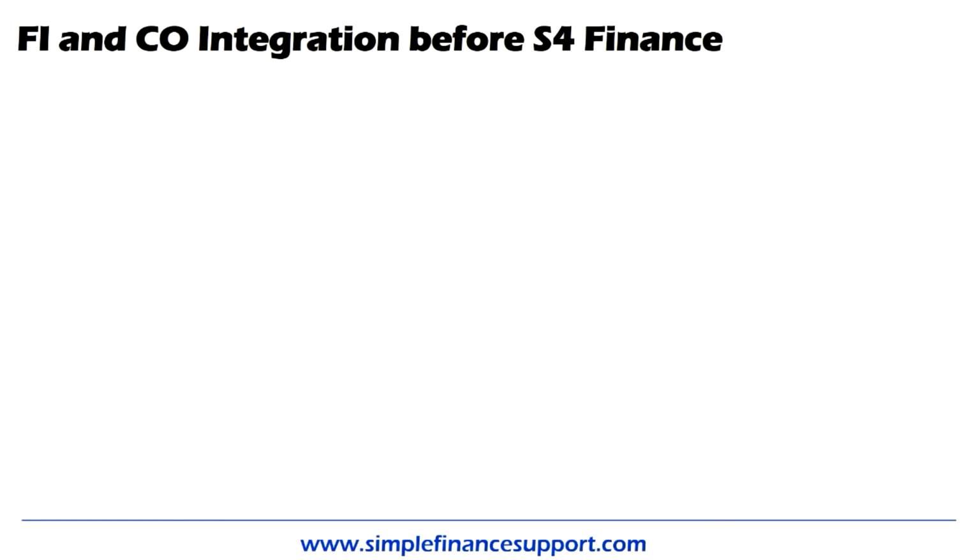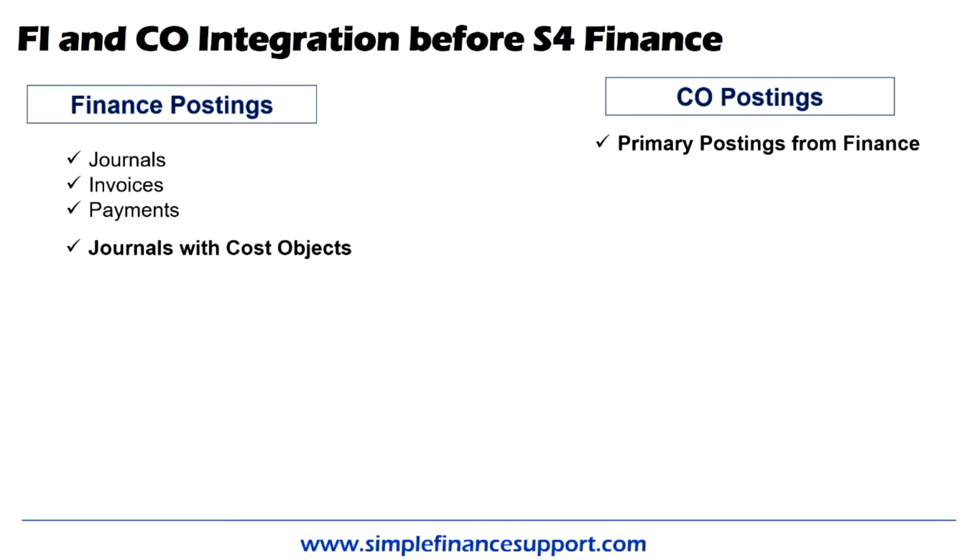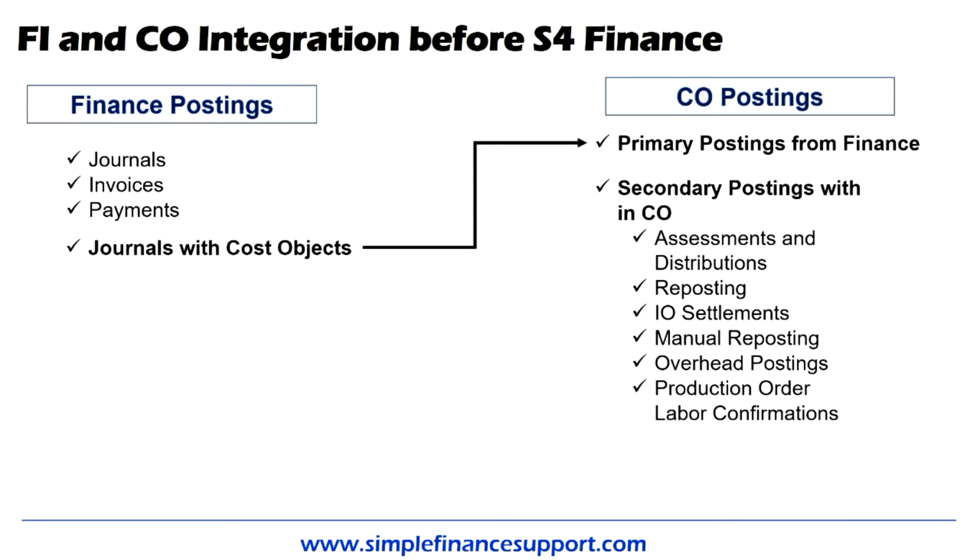FI and CO integration before S4 Finance. Finance postings with all journals, invoices, payments along with cost objects. Cost objects means cost centers, internal orders, WBS elements and COPA objects. The moment you have journals with cost objects, they used to be posted in the CO. They are called primary postings from finance in CO. And there are many CO related processes which are also called secondary postings. They used to happen within CO.